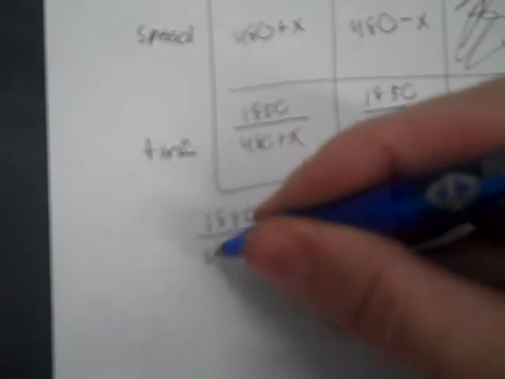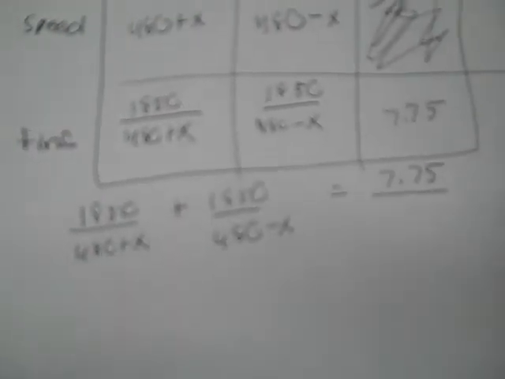But what I do know is that time is distance divided by speed. So the distance is 1850, and the speed is 480 plus x. And then on the other way, it's 1850, and then the speed is 480 minus x. By the way, it doesn't matter which one's plus x and minus x. Okay, so now we have an equation. We know that 1,850 over 480 plus x plus the fraction 1850 over 480 minus x is going to equal 7.75.